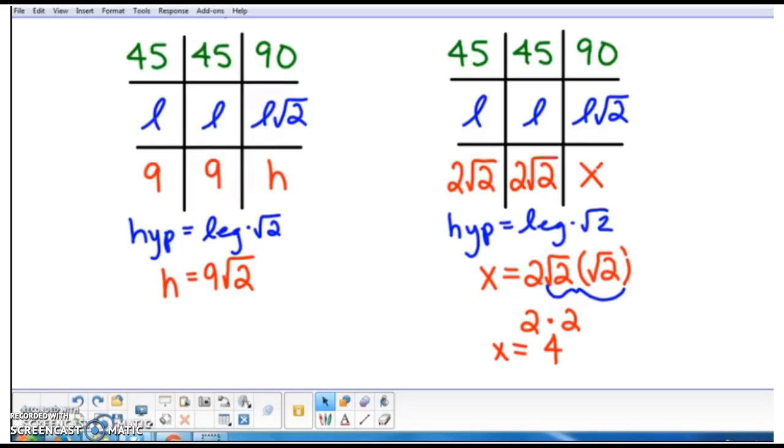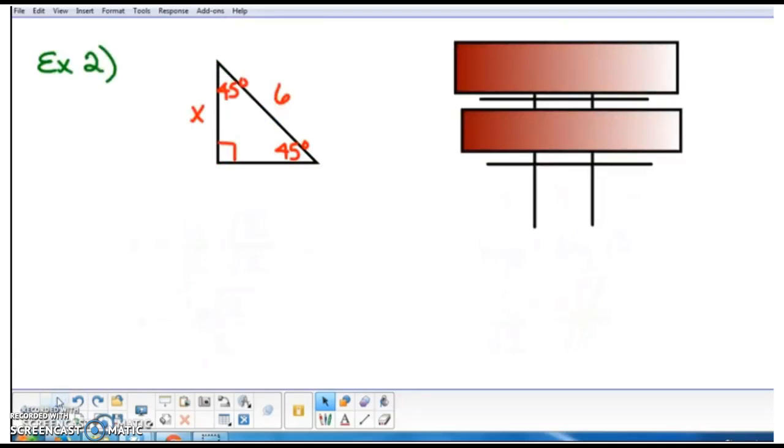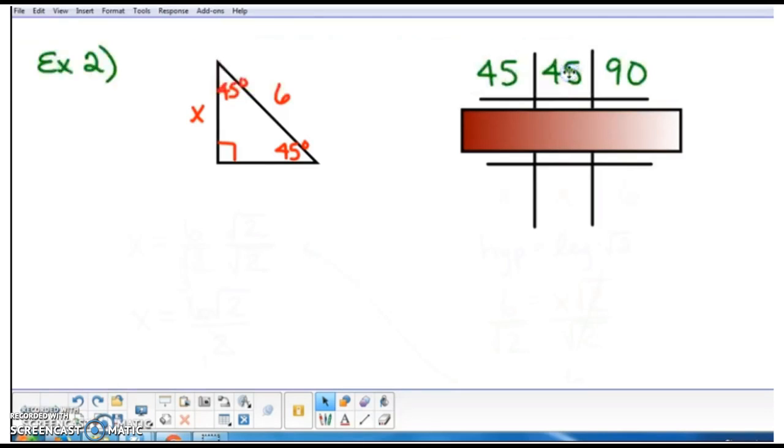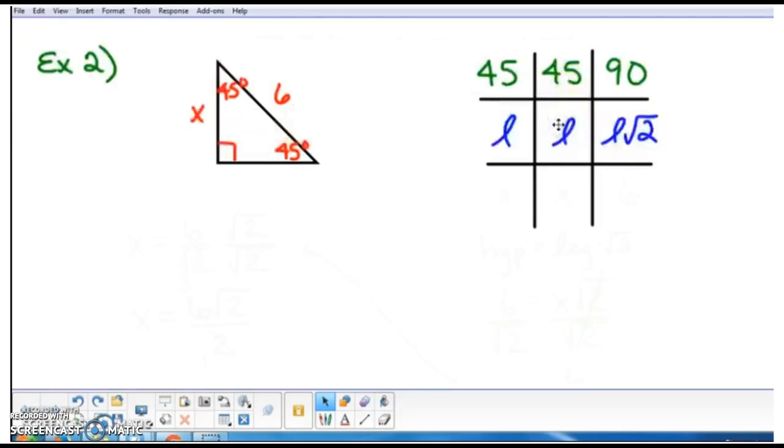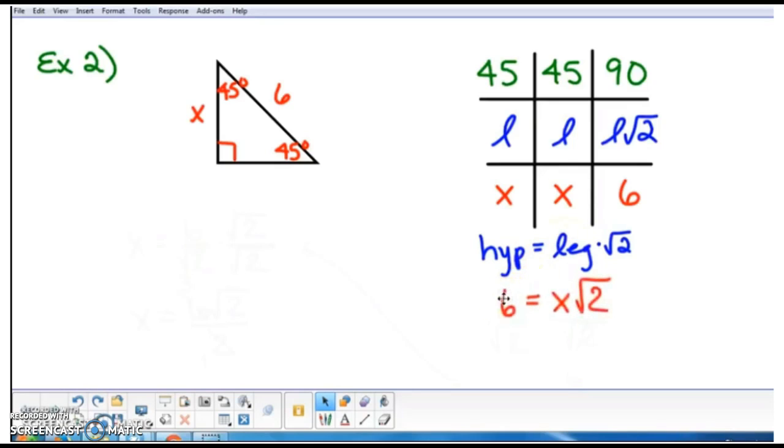Now we're going to try one where we know the hypotenuse and we don't know our legs. What kind of triangle? So we bring down our formulas. In this case, we have x as our leg and 6 as our hypotenuse. We'll use our formula hypotenuse equals leg times root 2 to plug in what we know. Our hypotenuse is 6, our leg is x.